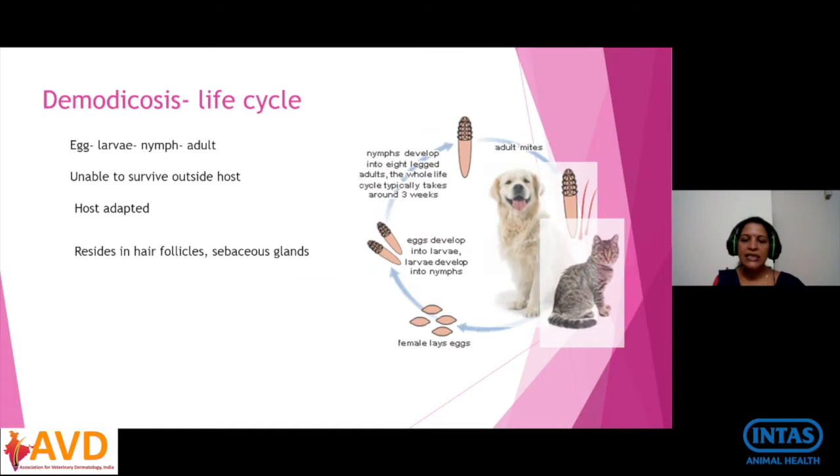We can see the egg, the larva, as well as the 6-legged nymph, and also the 8-legged adult. All this takes around 3 weeks for development. It is highly host adapted and resides mainly in the hair follicles and sebaceous glands.